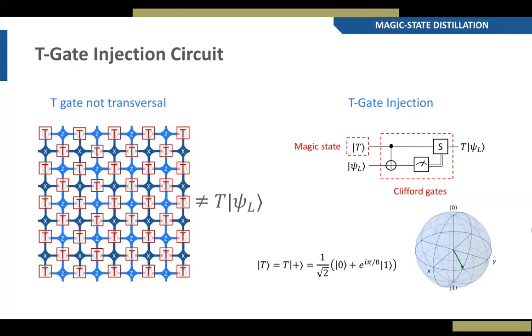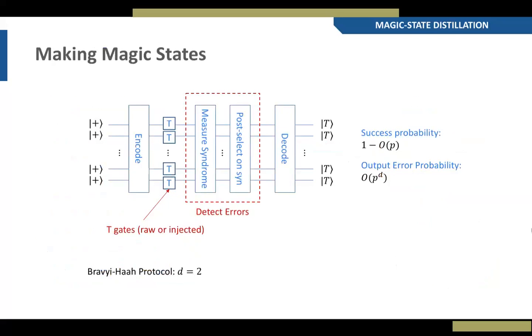All right, and that T state can be written mathematically down here at the bottom of the slide, and visualized on the Bloch sphere here as the green vector pointing at 45 degrees between the x and y axes. So this circuit achieves the logical T operation on your logical qubit. Now the catch is you have to prepare those magic states. So how do you make those magic states? That is what we call magic state distillation.